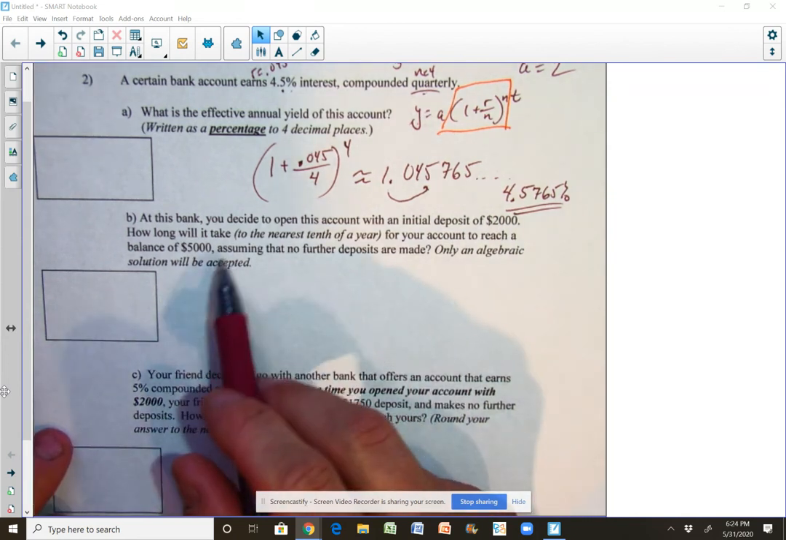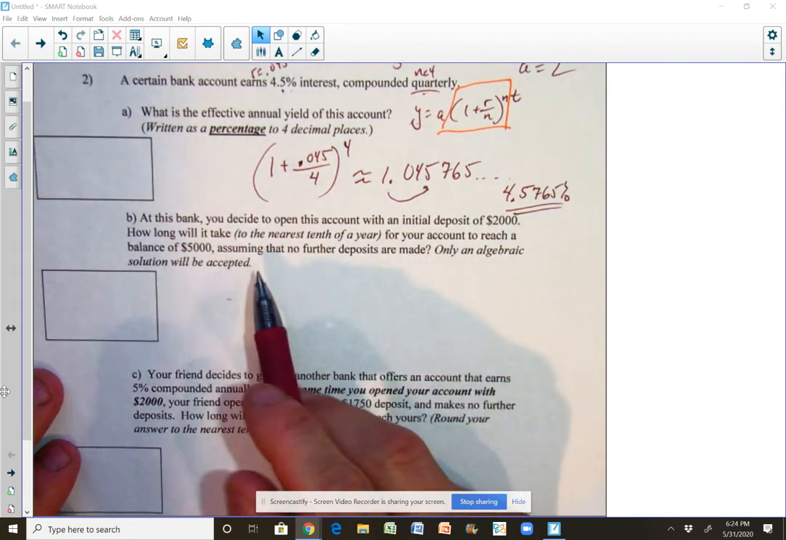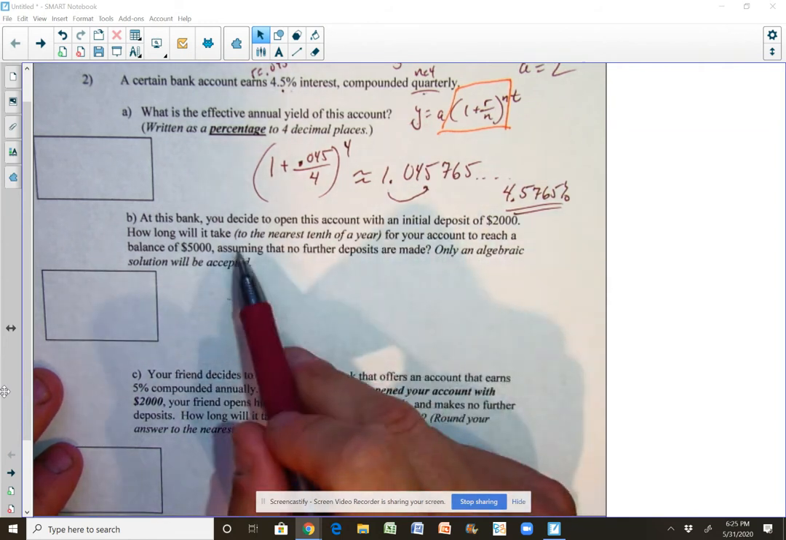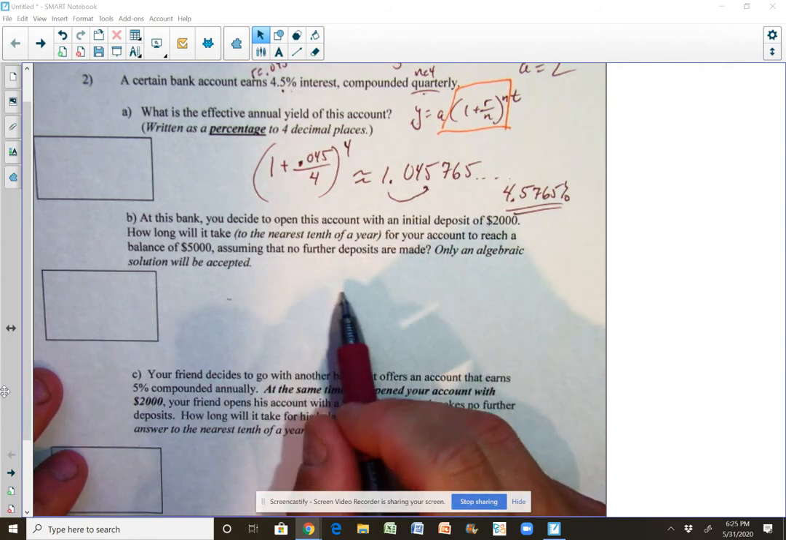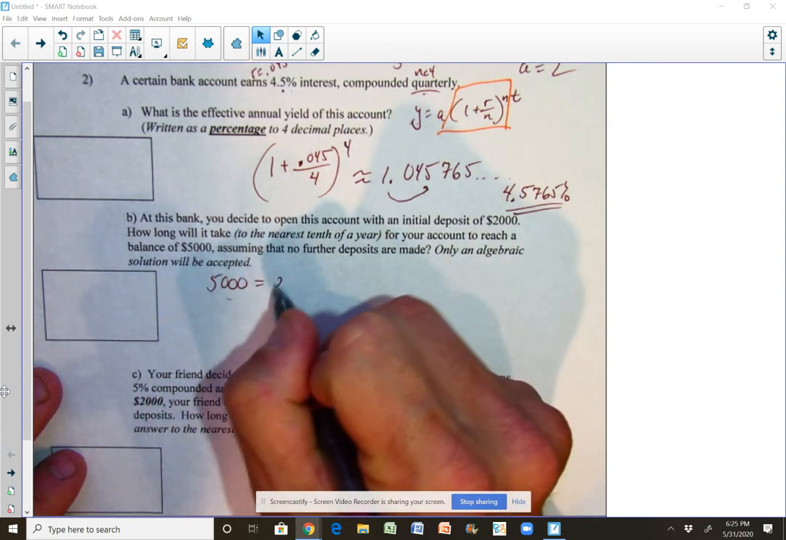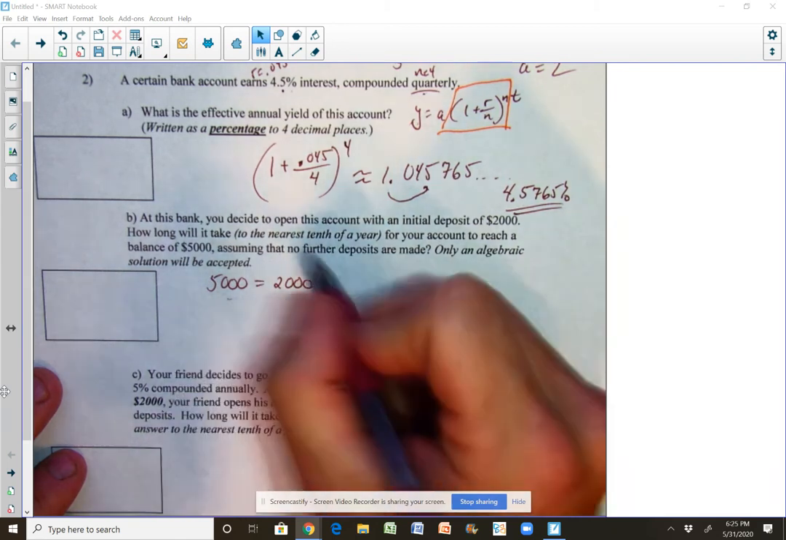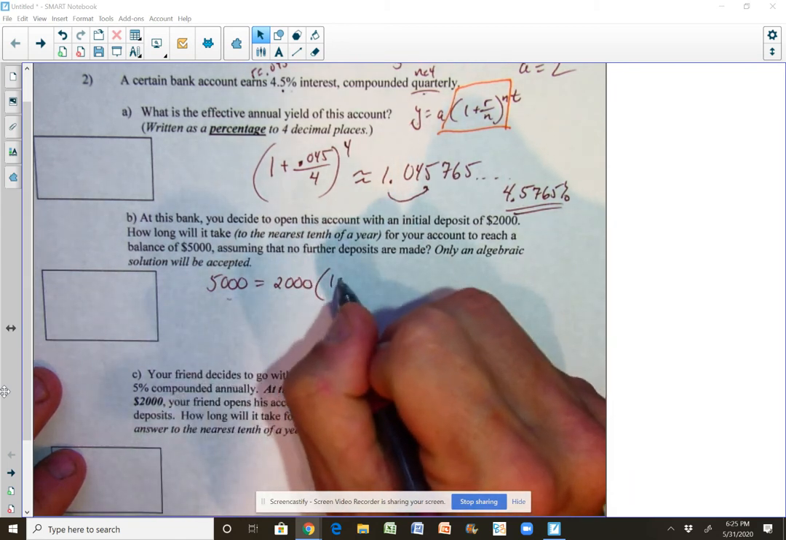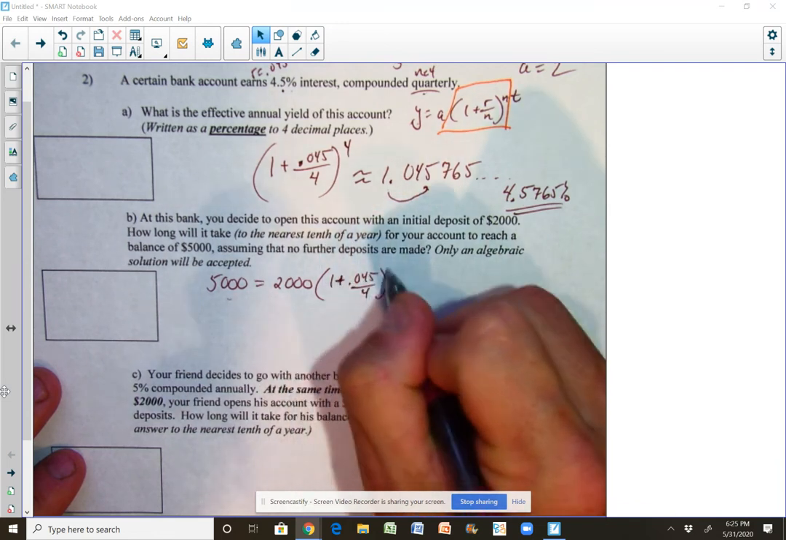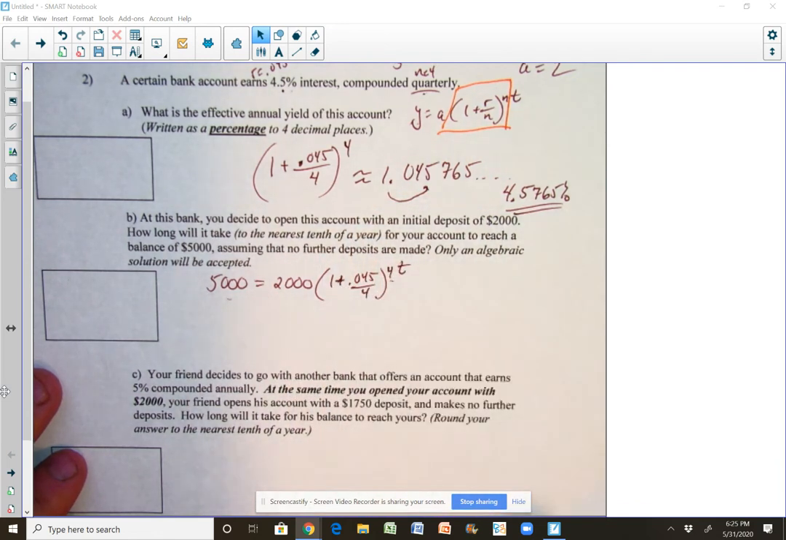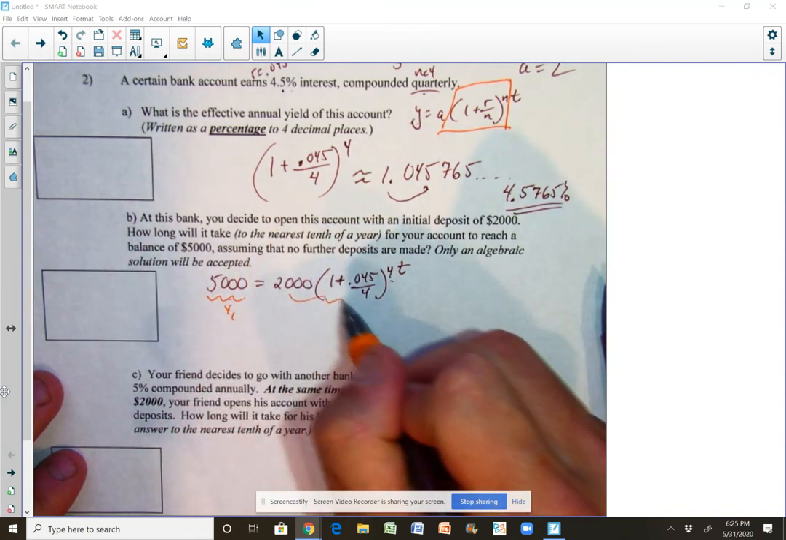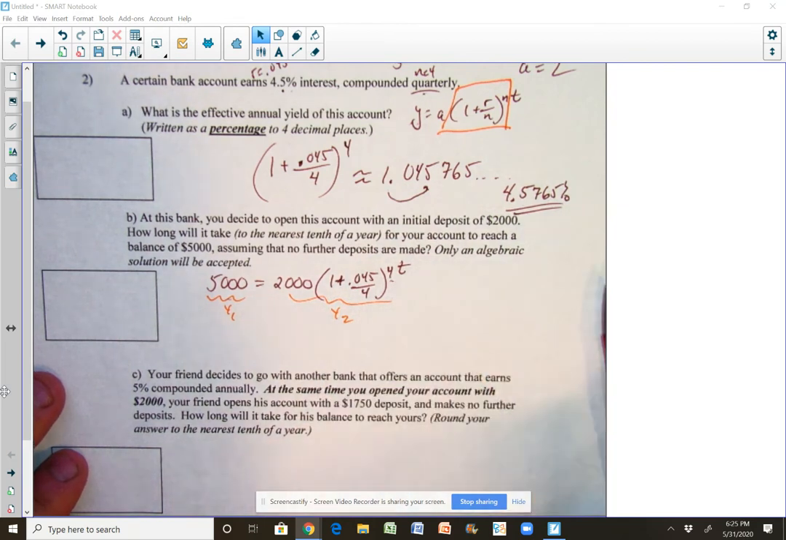All right, so now we take a look at the next question. I want to open an account with an initial deposit of $2,000. How long will it take, to the nearest 10th of a year, for your account to reach 5,000? So 5,000 is going to equal 2,000, my initial investment, times 1 plus 0.045 over 4 raised to the 4t, and we're looking for the t. So one option you could definitely do is you could put this into y1 and you could put this into y2, and you could graphically find the intersection.